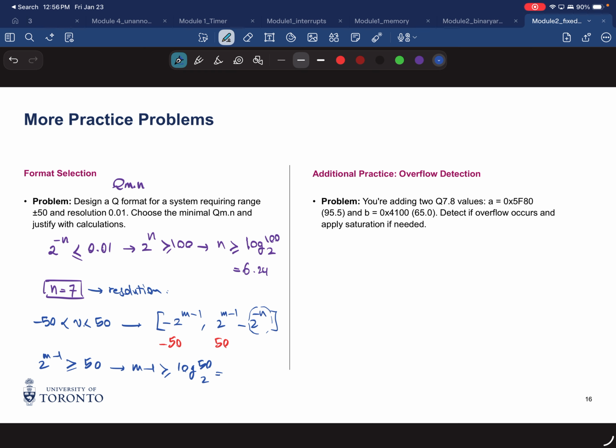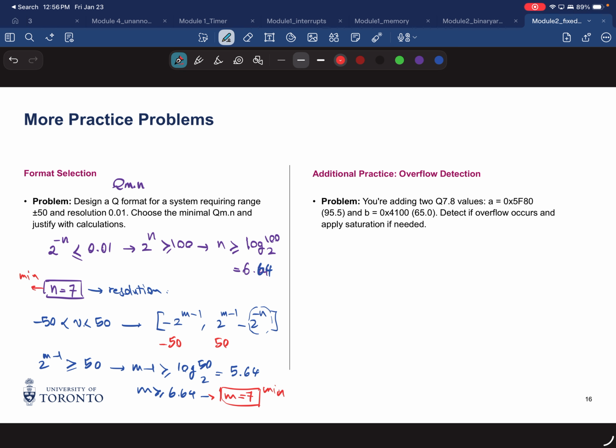Do I have the result here? Oh yeah, I found it. It's 5.64. So m is more than 6.64, and then m is going to be better. We can say 7. If you had 7 bits, that would be enough. So the minimum we need for m is 7 bits, and for n is 7 bits.